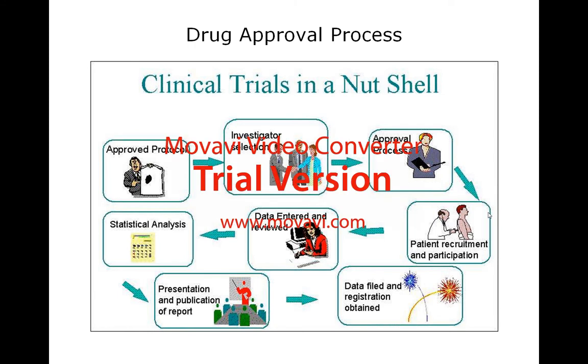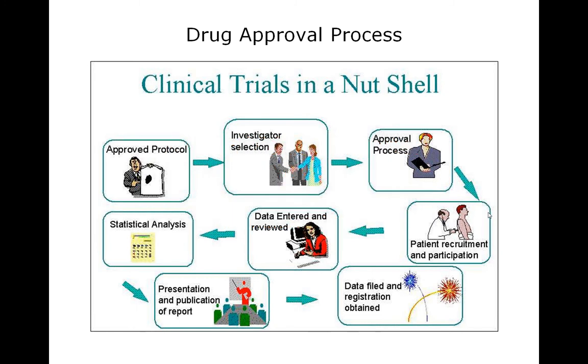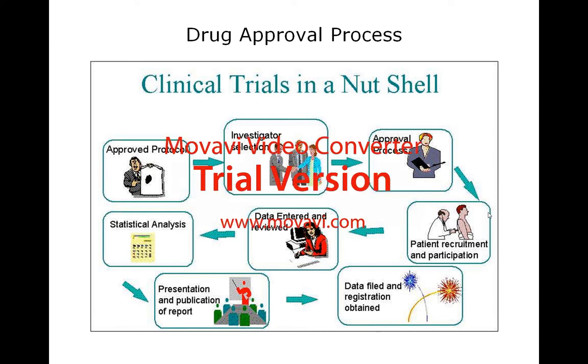After recruiting the patients, the data is generated from the patients, in all the phases. Then we will enter the data and review the data. Finally, the database will be generated. On the database, we will make the statistical analysis. Then after generating the statistical reports, those reports will be sent to the FDA for the approval. Then finally it will get registered. So this is the approval process.